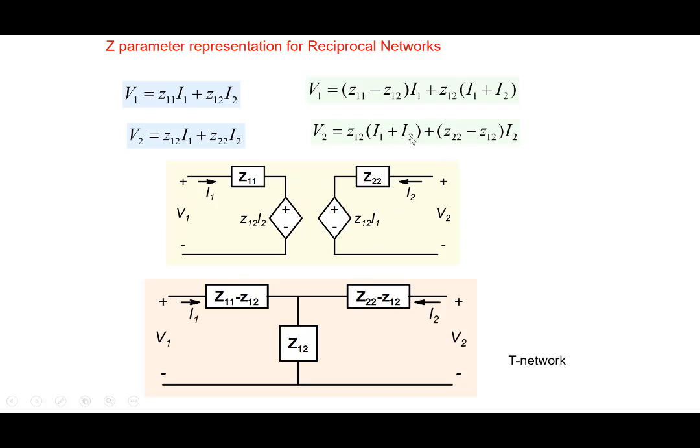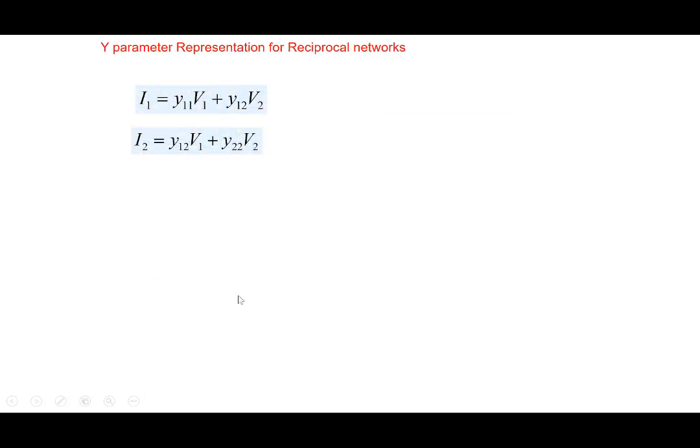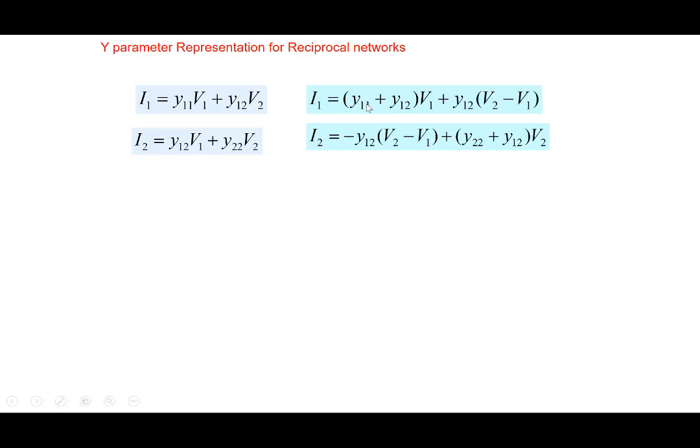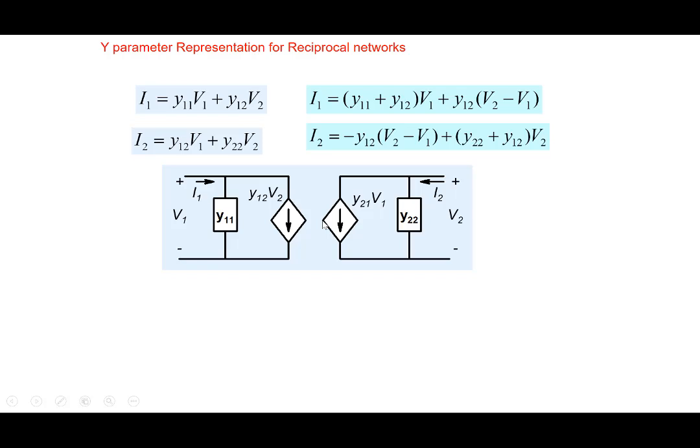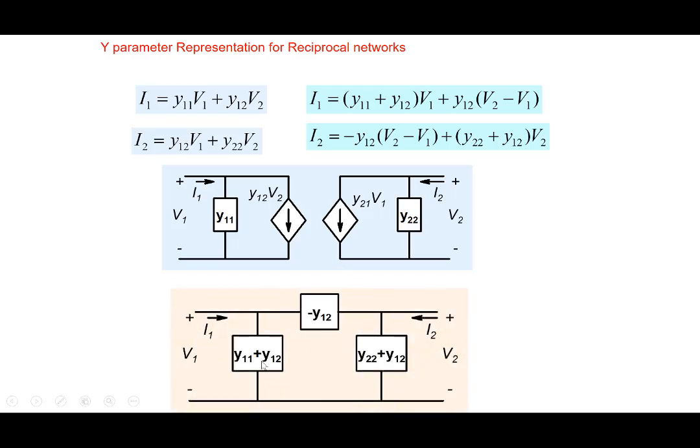With simple algebraic manipulation, we can write it, but only for a reciprocal network. Y parameters also, we could do the same thing. We can do Y11 plus Y12, we can rewrite it in this particular form. And this is a general form, but we can represent it in this form here. Y11 plus Y12, note the first term. And the second term is Y12 times (V2 minus V1) here. So we write it in this form here. And the Y22 plus Y12 is simple here. And I2 is minus Y12 times (V2 minus V1) here. Okay, so we write it in this particular way here.